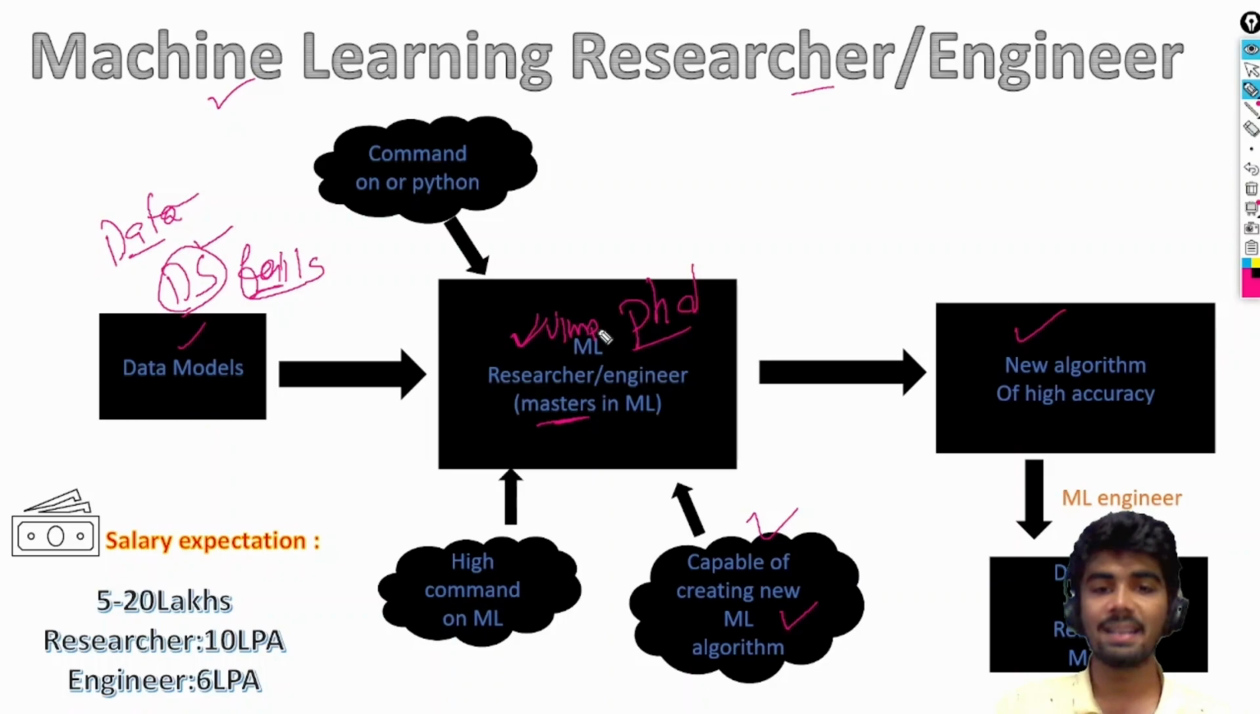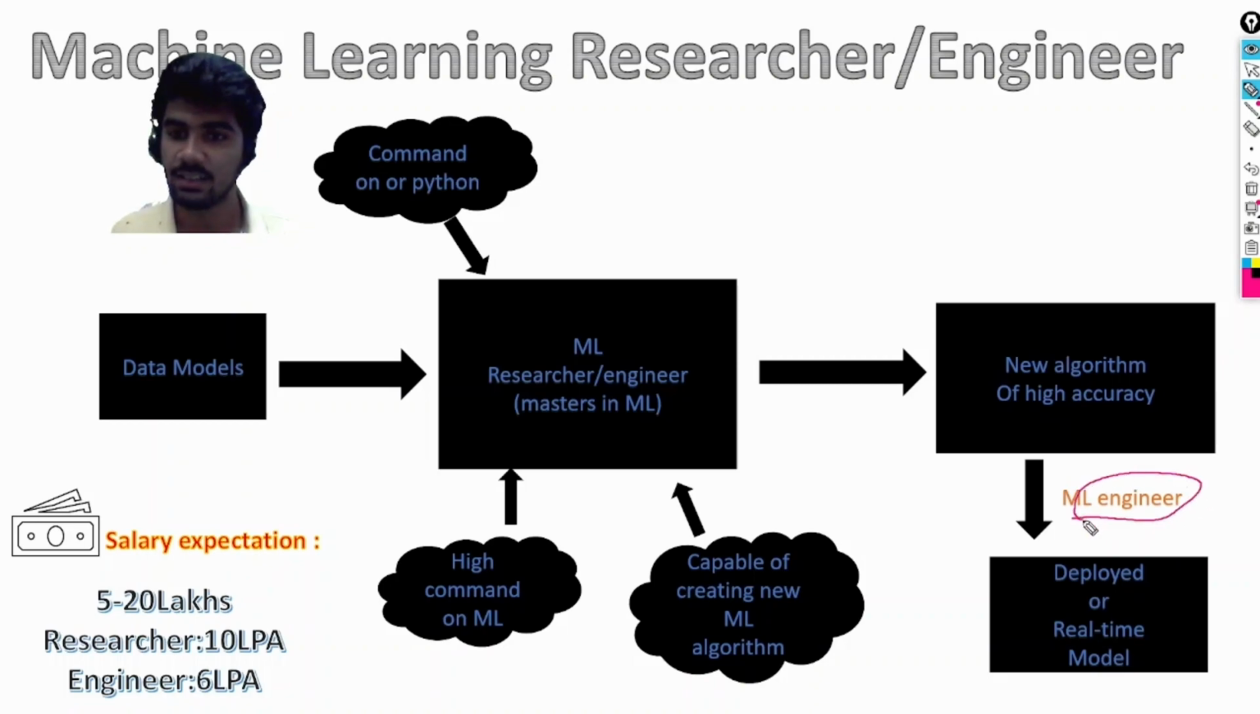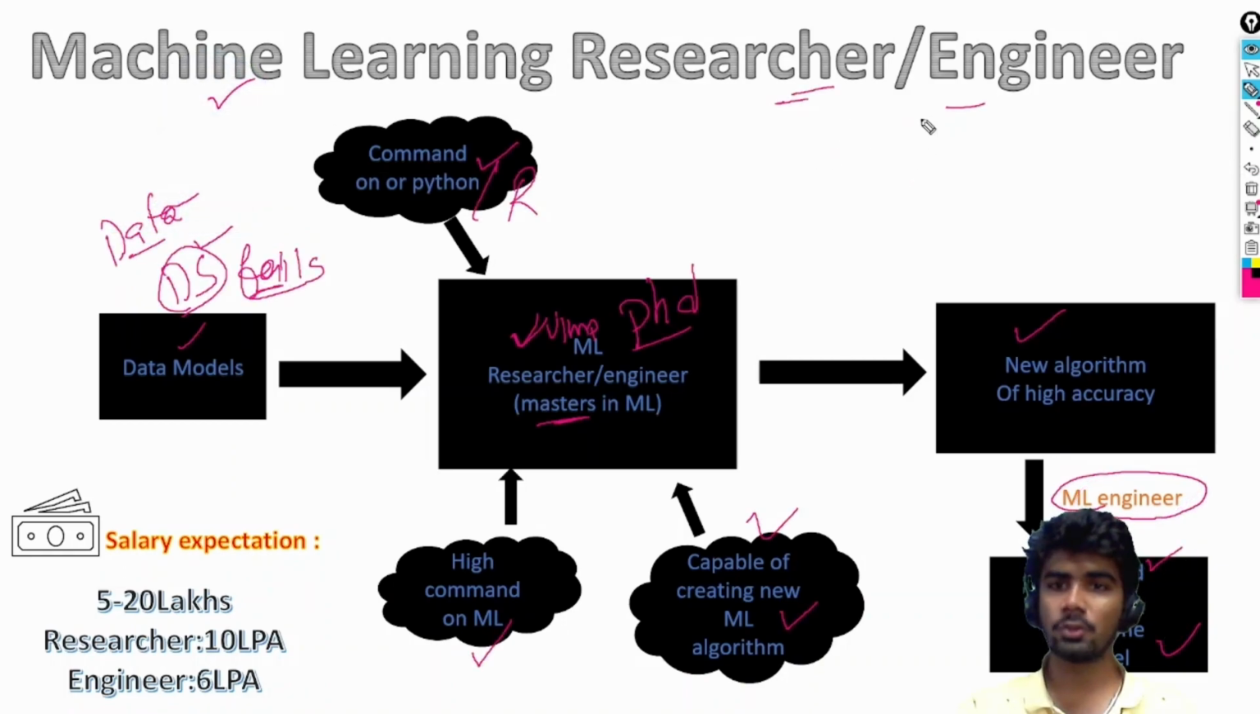So the machine learning researcher is a person who should have high command of machine learning and deep learning, and good command of a programming language such as Python or R, depending upon the company need. Most of the time, the machine learning researcher and the engineer roles mean the same. But in some companies, it is said that the machine learning engineer is the one responsible for all the deployment and the real-time maintenance of the model. But in most of the companies, both roles are treated as the same.